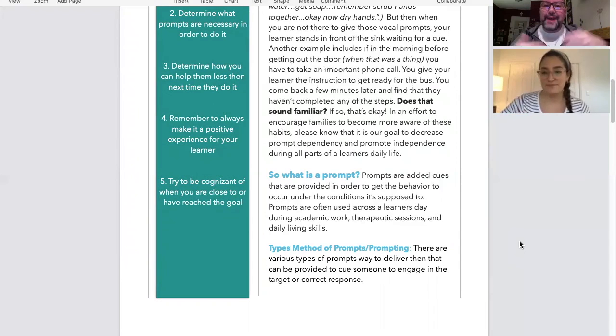So prompts are just added help. They're just cues. They're these extra things that we do before a behavior occurs in order to get it to occur under the conditions we want it to occur. And we all, in our own lives, set up our own prompts to help us engage in a future behavior. For example, I have my phone here, and when I go to sleep at night, I set a particular time for me to get up. Why? Because under the right conditions, I probably will not get up at the time that I'm supposed to get up. I forget things a lot.